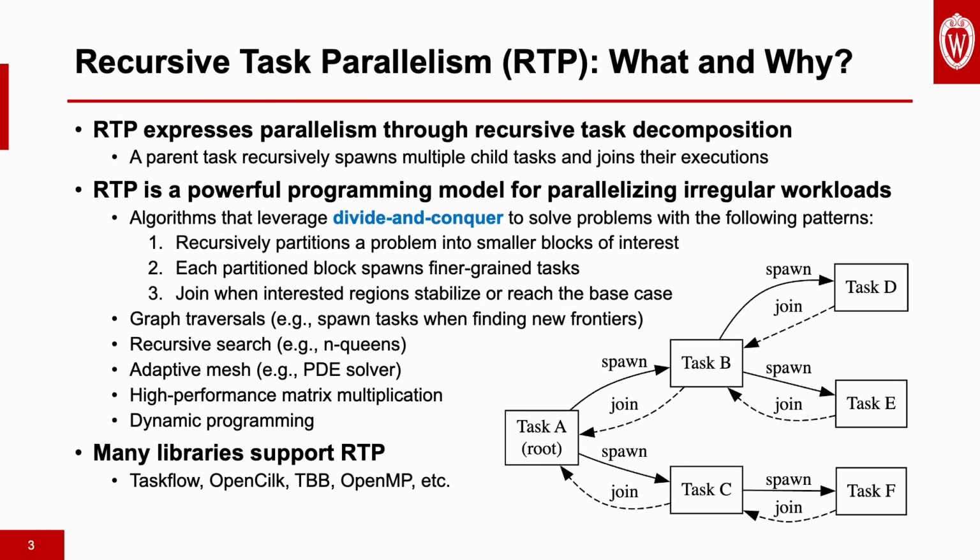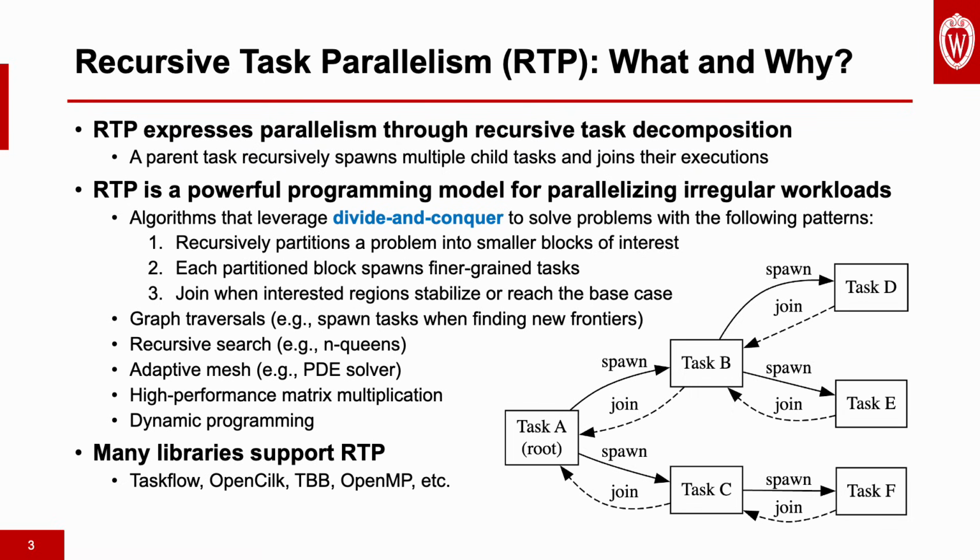Recursive task parallelism, or RTP, expresses the parallel pattern where a parent task recursively spawns multiple child tasks and joins their executions. RTP is a very powerful programming model for parallelizing irregular workloads, like algorithms that leverage divide and conquer to solve problems. We recursively partition a problem into smaller blocks of interest. Each partition block then spawns further child tasks. Finally, we join when interested regions stabilize or reach the base case.